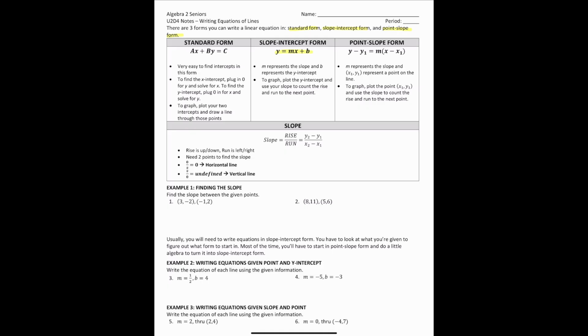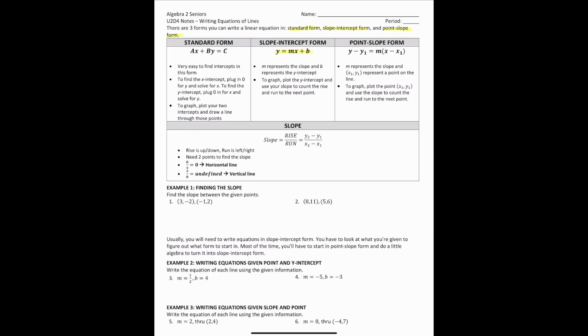One thing that we're going to talk about is something called point-slope form. That is in the form y minus y1 equals m times the quantity of x minus x1. m again represents the slope, and x1 and y1 represent a point on the line. We're going to plug things in and solve for y, so that the equation is in y equals mx plus b form.